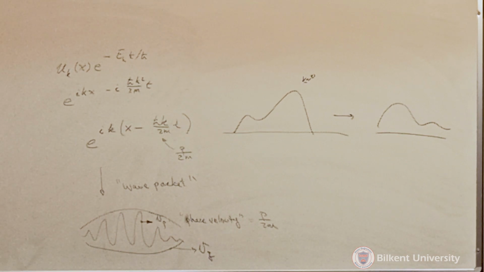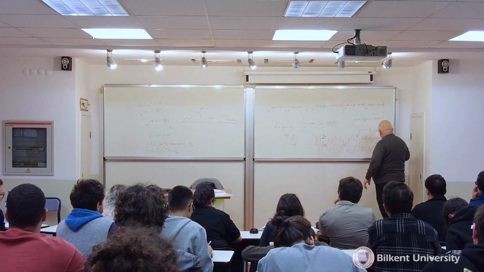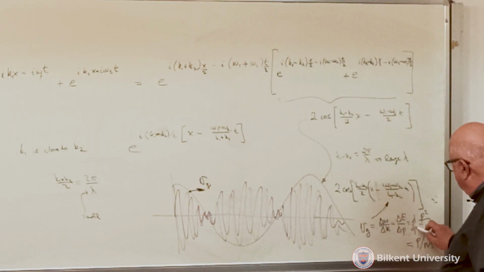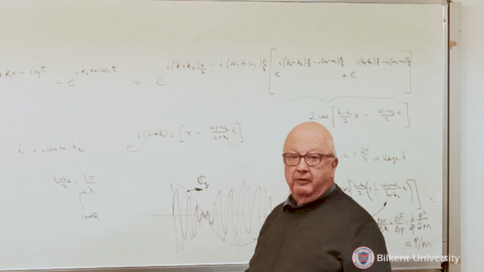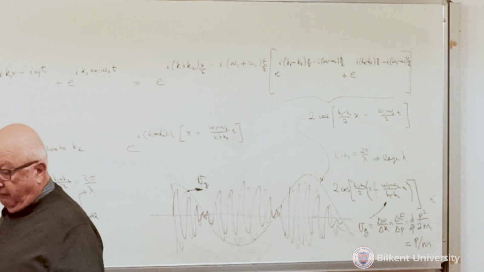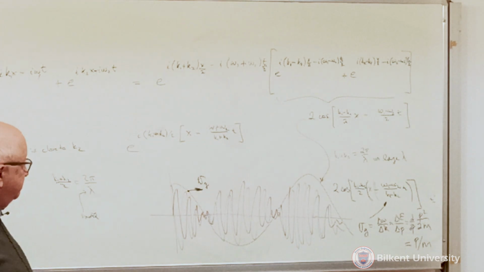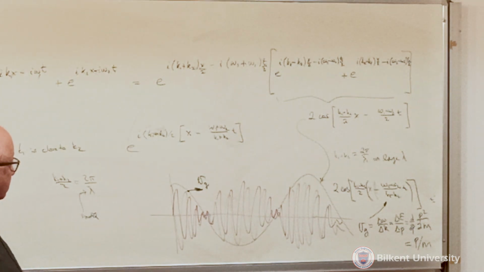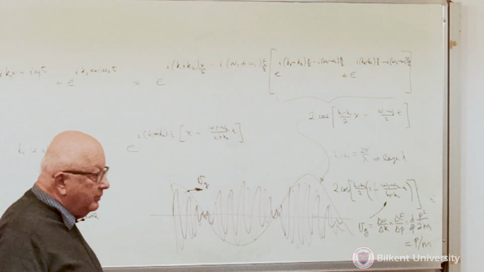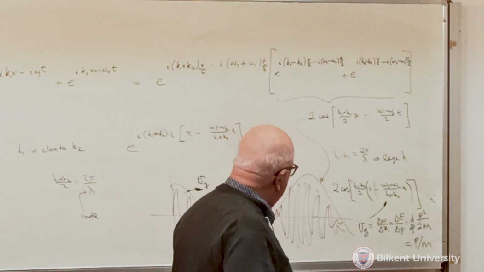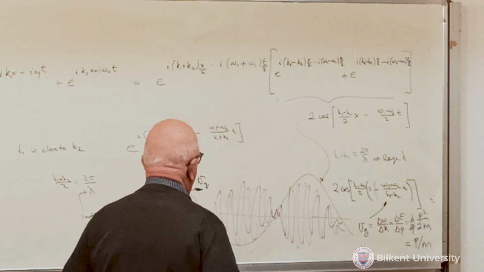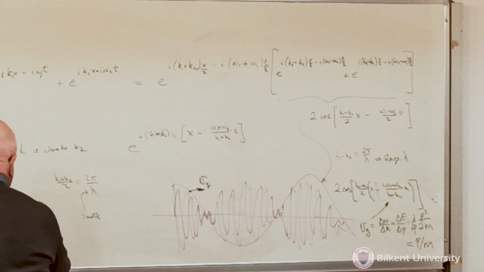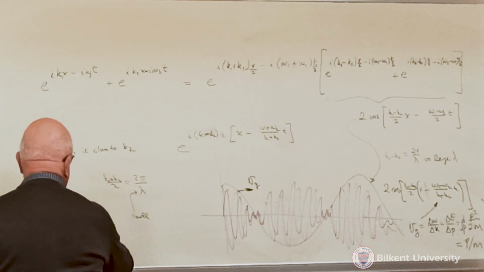which goes like the derivative of the energy with respect to p. So the derivative of p squared over 2m with respect to p gives you p over m. Yes, v group is the coefficient of t, so we get a form which looks like x minus v group t.